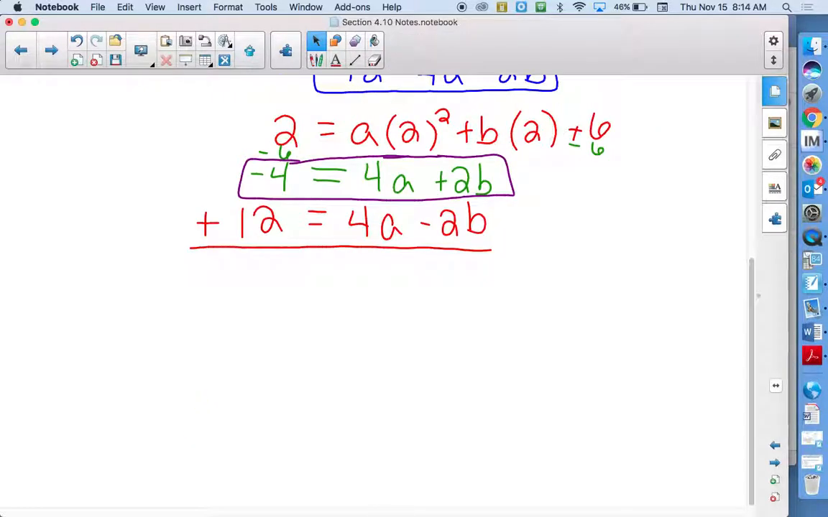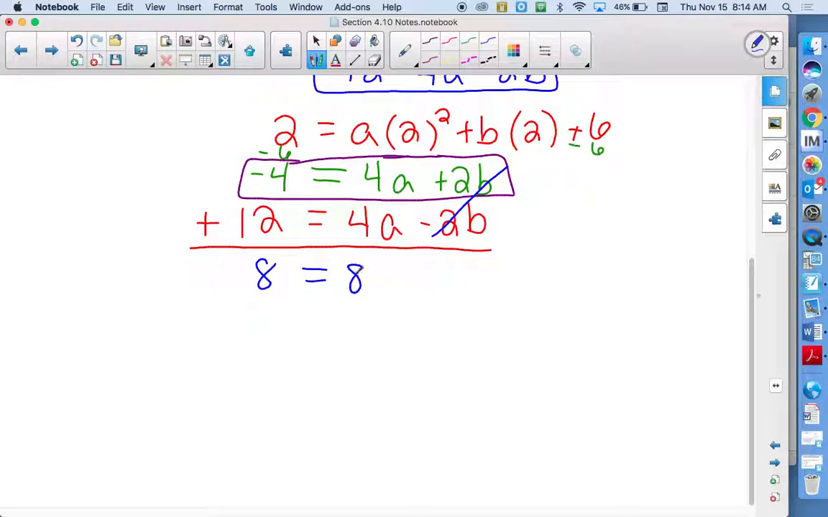Emma, why does elimination work really nice with this problem? Yeah, the positive 2b and the negative 2b cancel. Negative 4 plus 12 is 8. 4 plus 4 is also 8. So now we know a is equal to 1. We also know c is equal to 6. How do you find b?